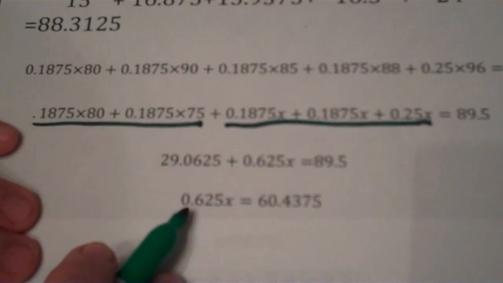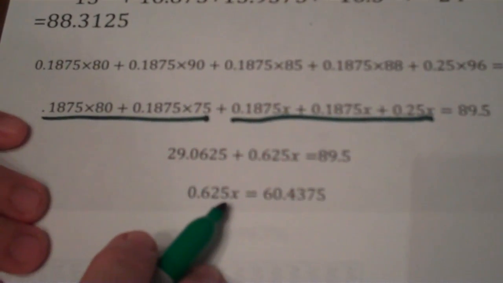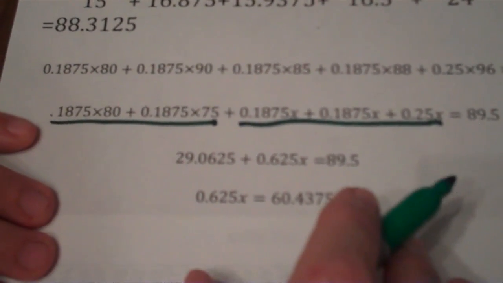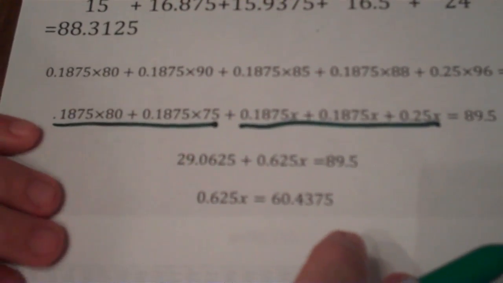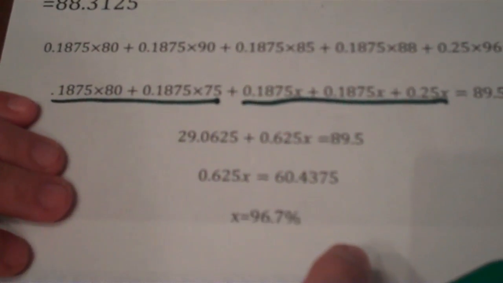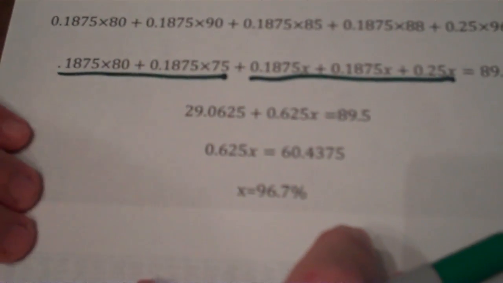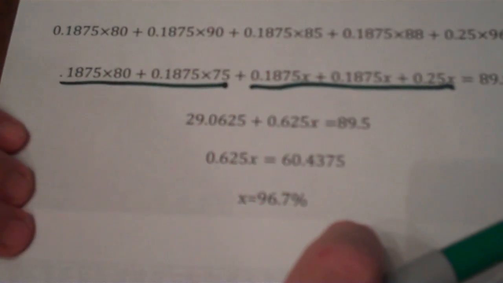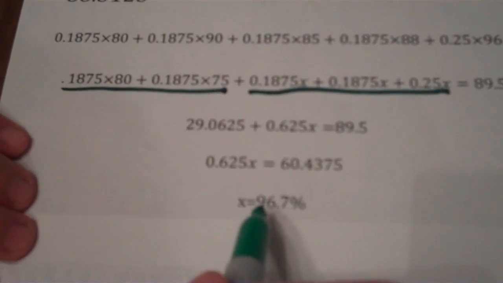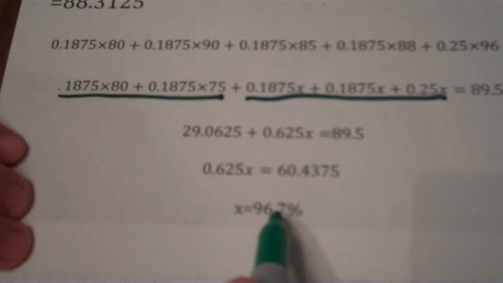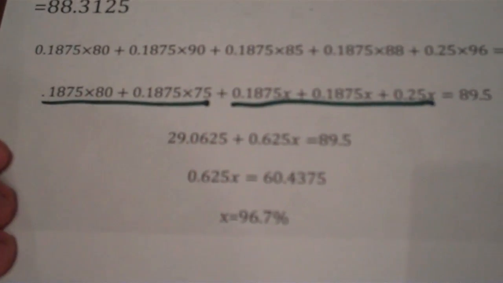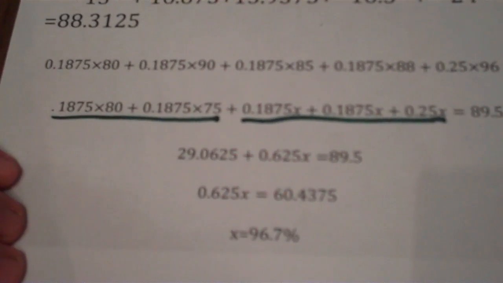That leaves me with 0.0625x on the left and 60.4375 on the right. I'll now divide both sides by 0.0625 and it will leave me with the final answer of approximately 96.7%. So in other words, you would need to score an average of at least 96.7% on all your remaining work to end up with a grade of 89.5.